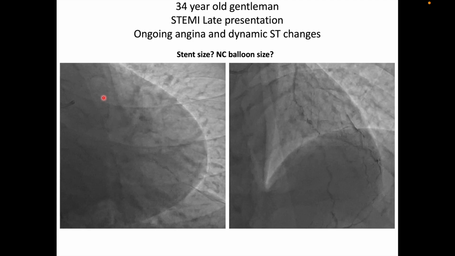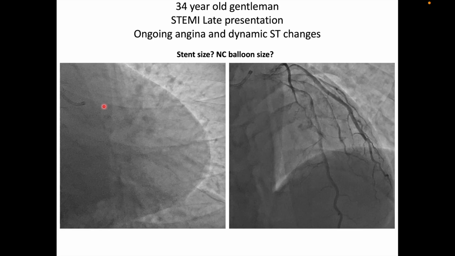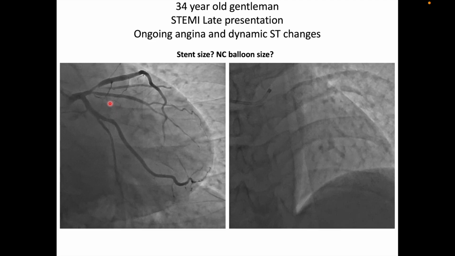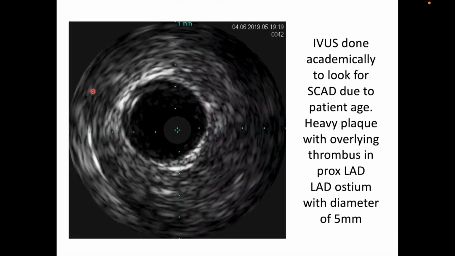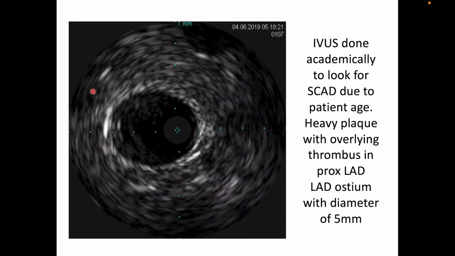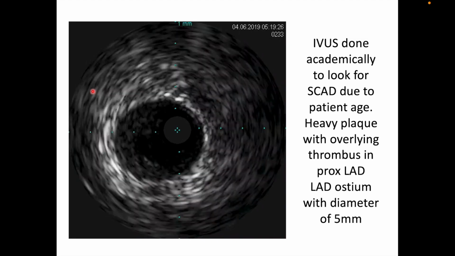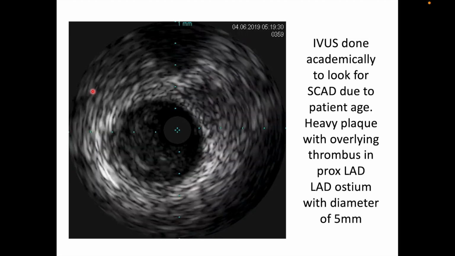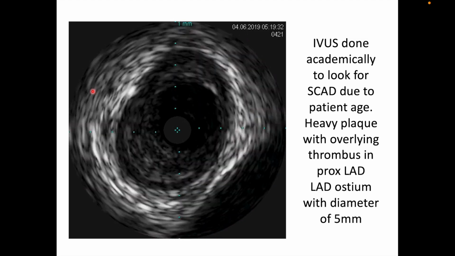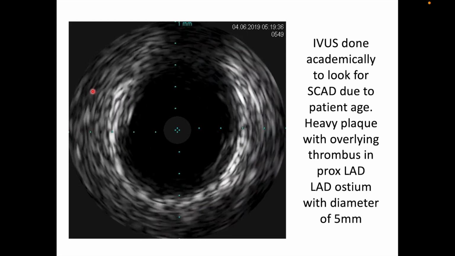Keeping his age in mind, and in the presence of interventional fellows, we decided to go ahead and do an IVUS run just to see that this is not SCAD. So that's the IVUS run. What you see here is heavy plaque with overlying thrombus in the proximal LAD, and the LAD ostium has a diameter of 5 millimeters.